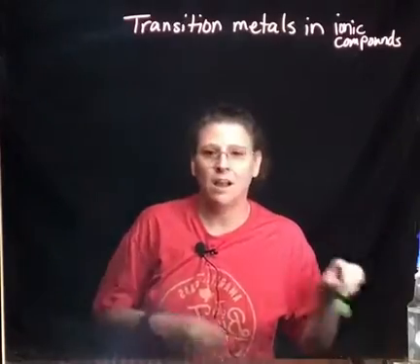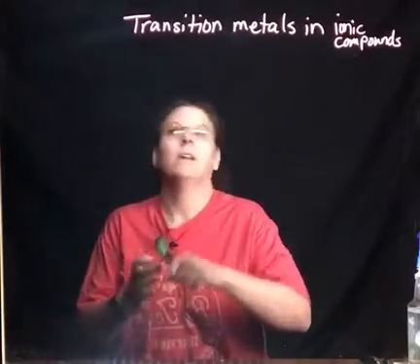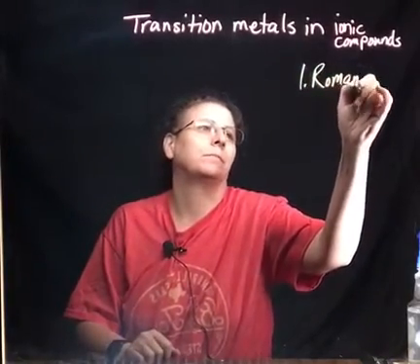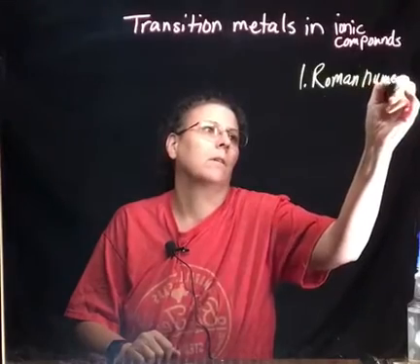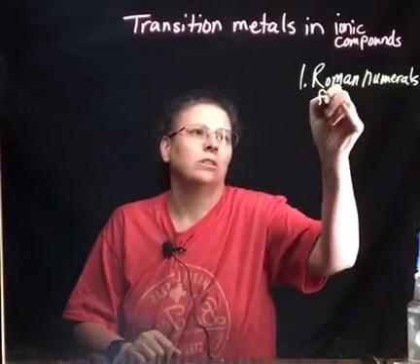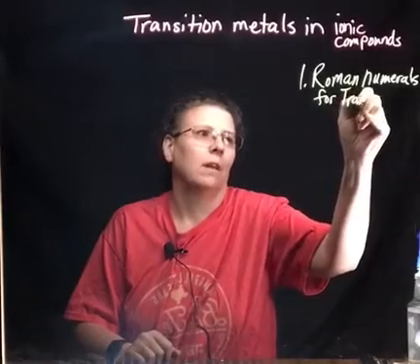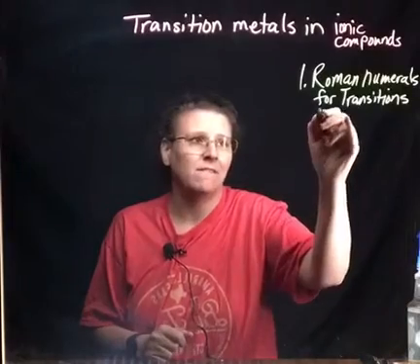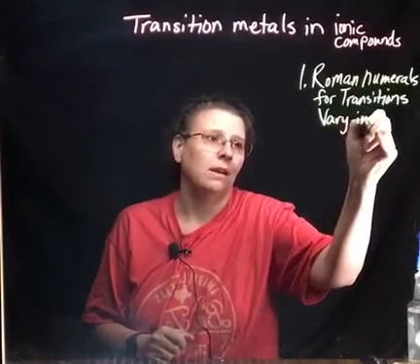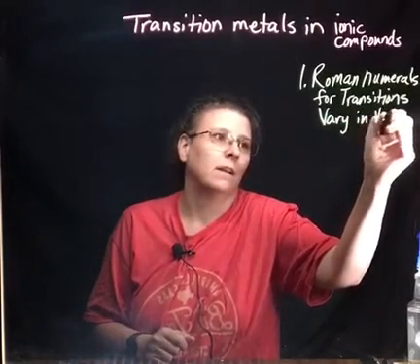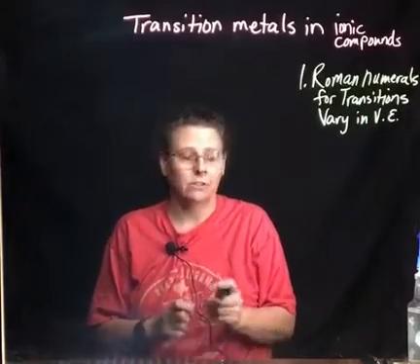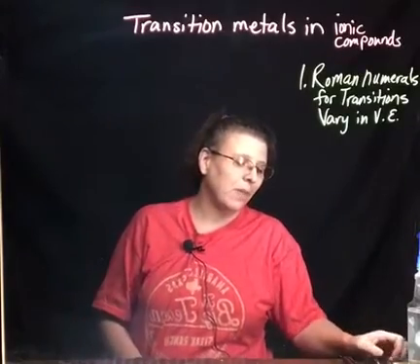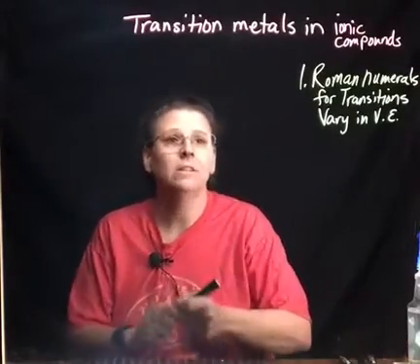Okay? When we did ions, I told you that we have to have Roman numerals for transitions. And the reason why these have to have Roman numerals is because they vary in valence electrons. Okay, valence electrons. What does that mean? Remember, they can give away 1, 2, 3, 4, and so on.